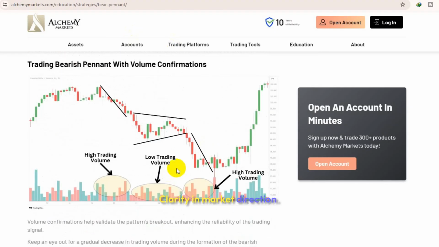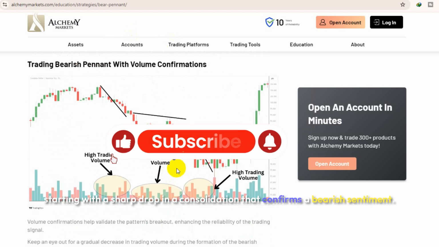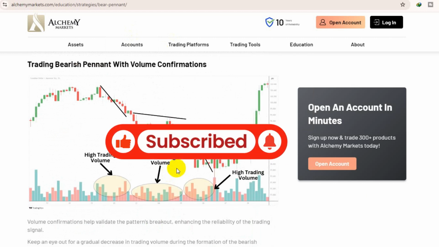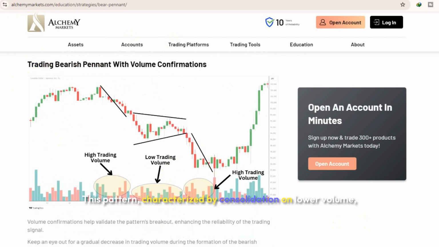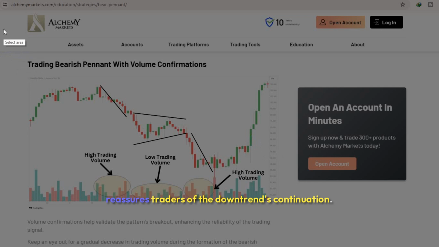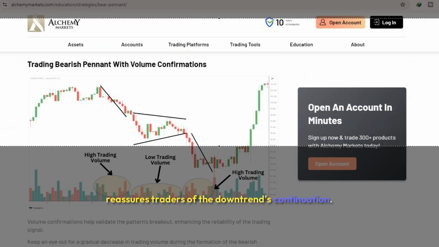3. Clarity in market direction. The bear pennant provides clear directional cues, starting with a sharp drop and a consolidation that confirms a bearish sentiment. This pattern, characterized by consolidation on lower volume, reassures traders of the downtrend's continuation.